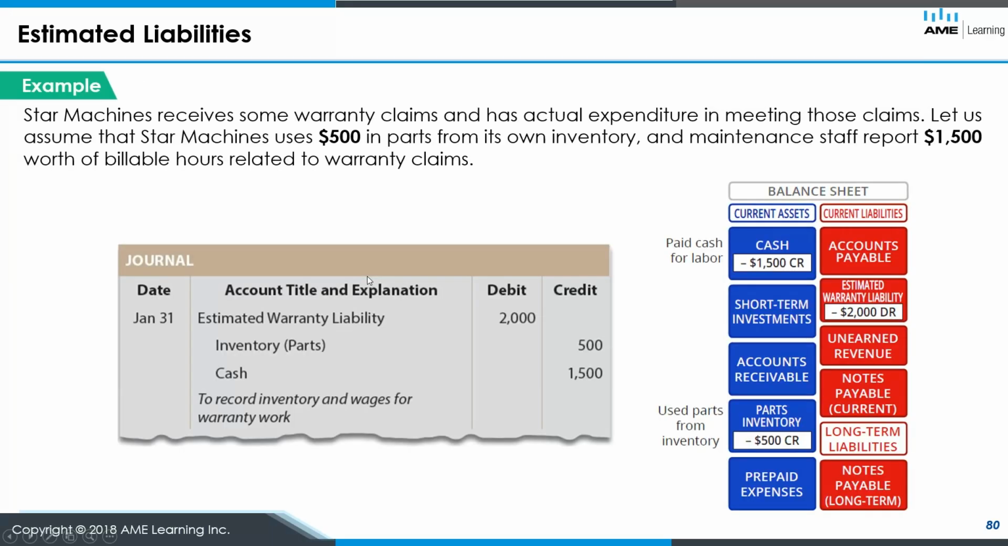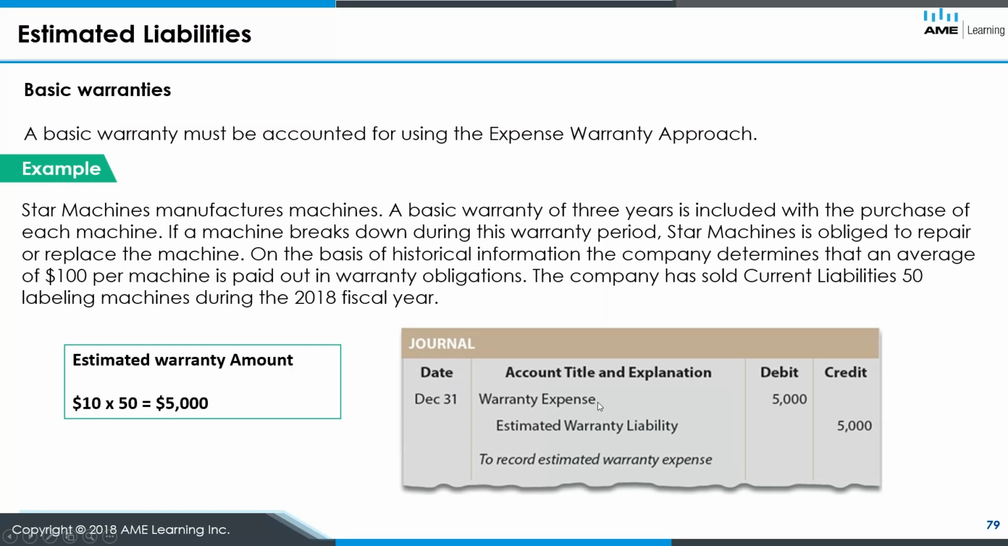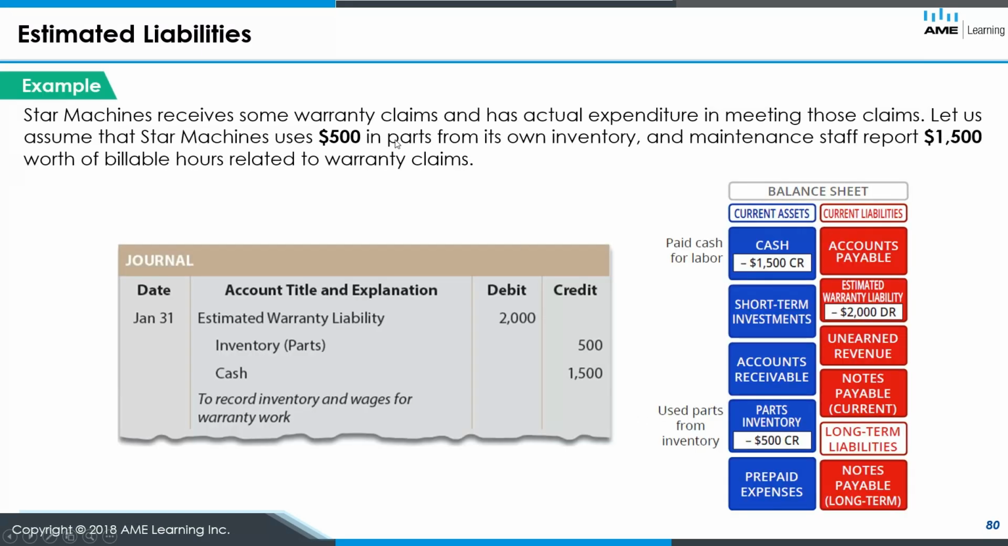And it's unlikely that none of them would have anything going wrong with them, right? Okay, so that's the original entry: to increase liabilities with a credit and record the expense, and that's at the time of sale that we record that liability.